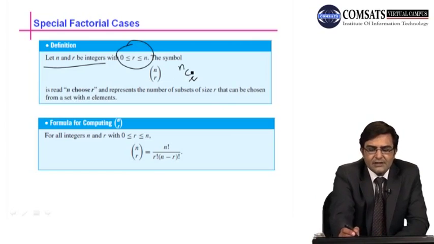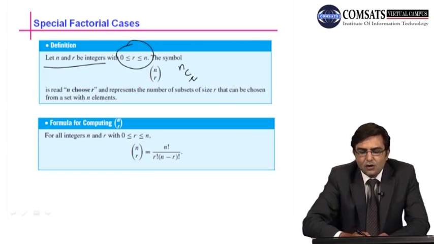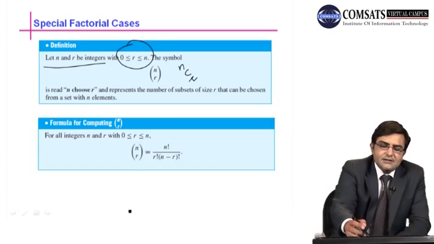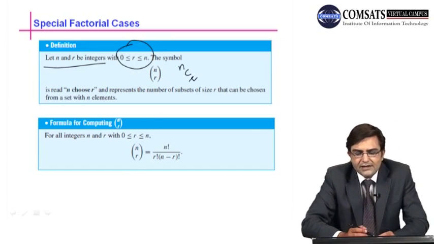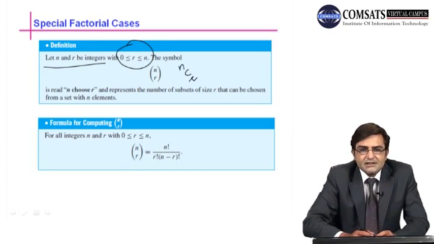C is for choose. N choose r represents the number of subsets of size r that can be chosen from a set with n elements. So I again repeat, n choose r, or nCr, represents the number of subsets of size r that can be chosen from a set with n elements.